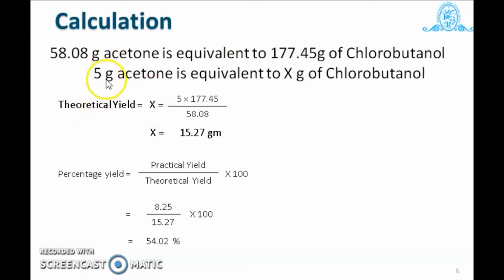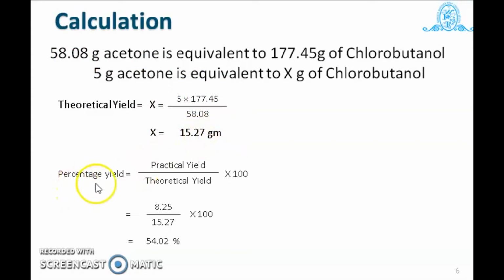So theoretical yield is equal to X. We have to perform a cross multiplication. So 5 into 177.45 divided by 58.08. By doing this calculation we will get our theoretical yield 15.27 gram.